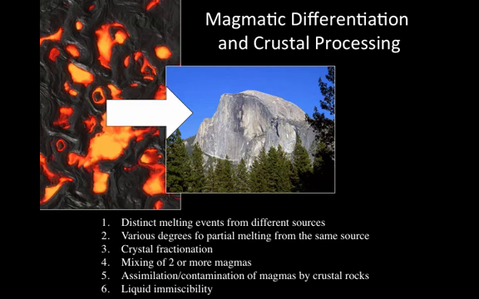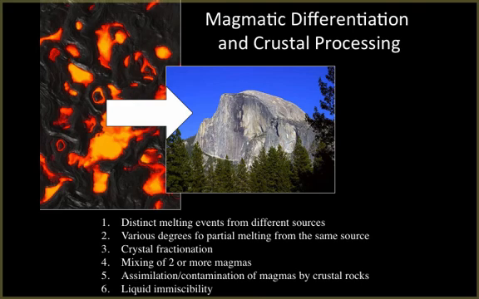And it's by those magmatic differentiation or crustal processing events that we are able to go from the basaltic partial melts of the mantle to a more granodiorite or diorite composition that is the average composition of the continental crust. And so I have a list here of these kinds of processes: distinct melting events from different sources, various degrees of partial melting from the same source, crystal fractionation, mixing of two or more magmas, assimilation or contamination of magmas by crustal rocks, or liquid immiscibility.